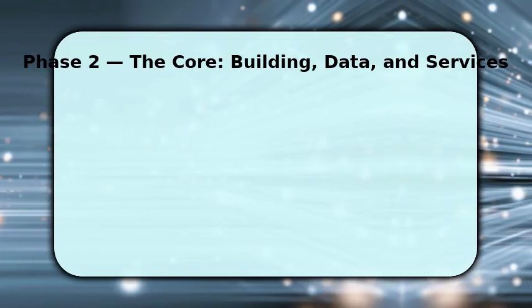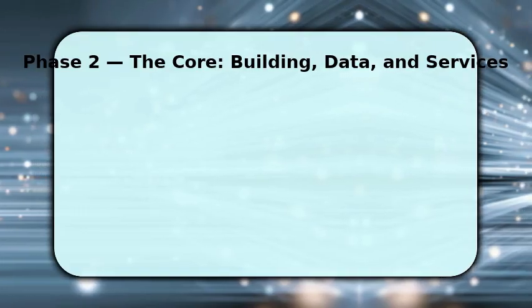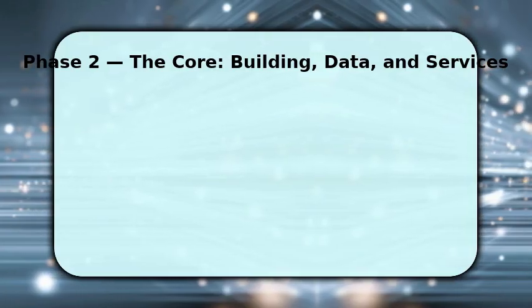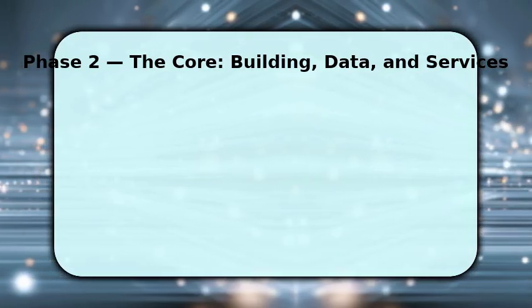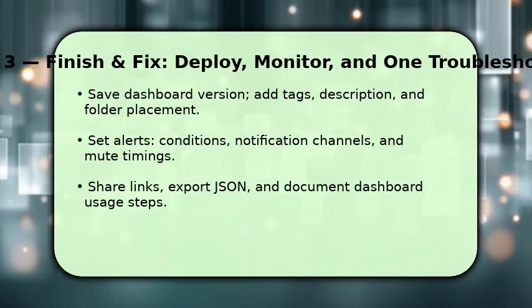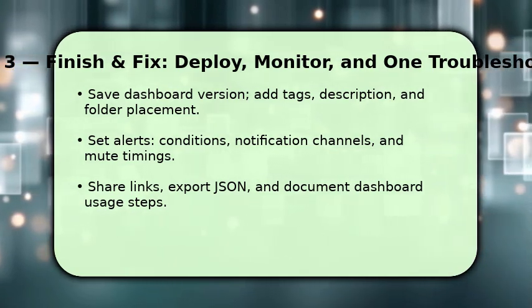Apply transformations to join or calculate fields, then set thresholds and unit formatting, milliseconds, percent, degrees, to make the data readable at a glance. Finally, tweak panel layout and size for a clean dashboard flow. Finish by saving a stable version and adding tags and a helpful description so others find it.